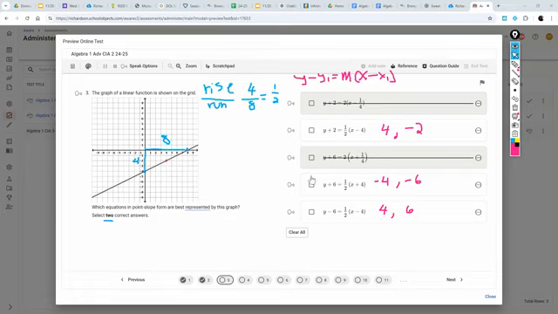So this is a correct answer. I also see -4, -6. That's also on the line. So this is a correct answer. And I see, I'm just going to do this one for kicks and giggles, 4 and 6. That's all the way up here. That's not on the line. So therefore it is not correct. All right. Next question.